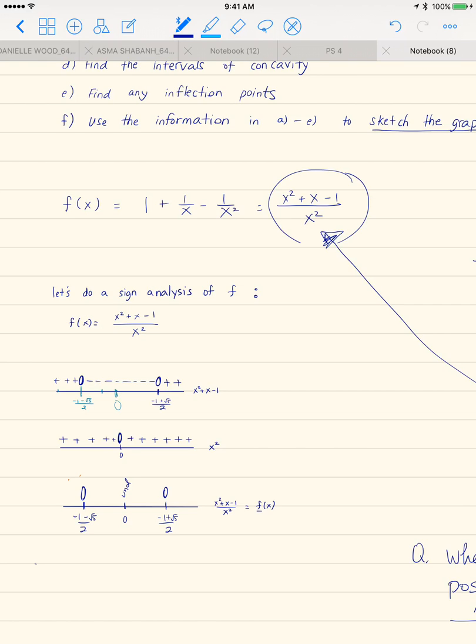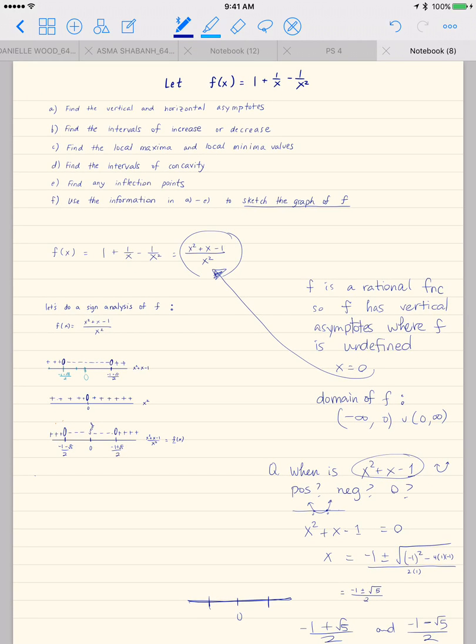And to the left of negative 1 minus root 5 over 2, we'll have a positive divided by a positive. So that'll be positive. To the right, we'll have positive divided by a positive. So that'll be positive. Between negative 1 minus root 5 over 2 and 0, negative divided by a positive. That'll be negative. And the same for the other interval, negative. Okay, so let me just clear this up a little bit.